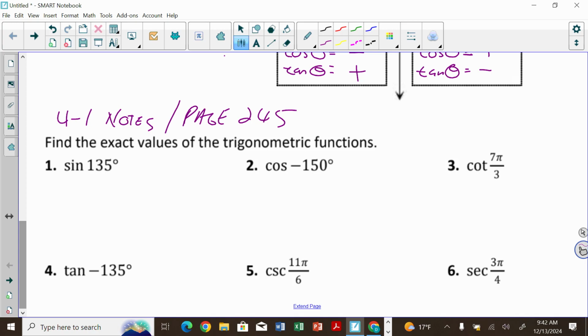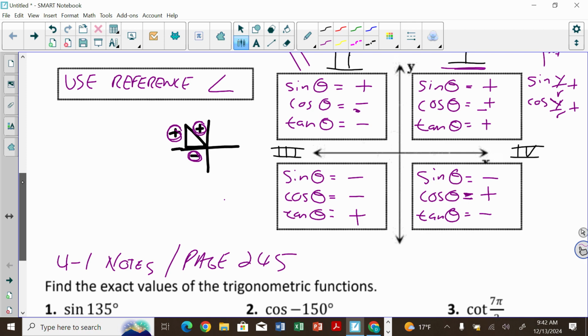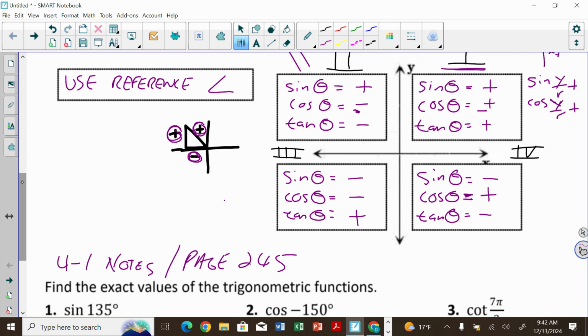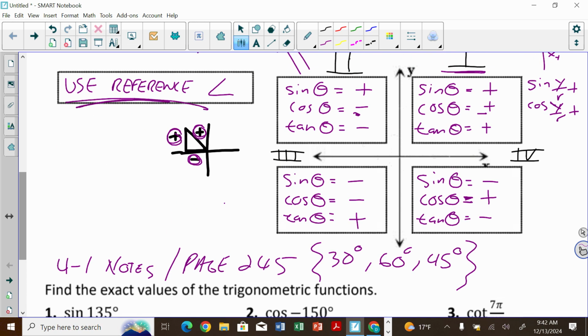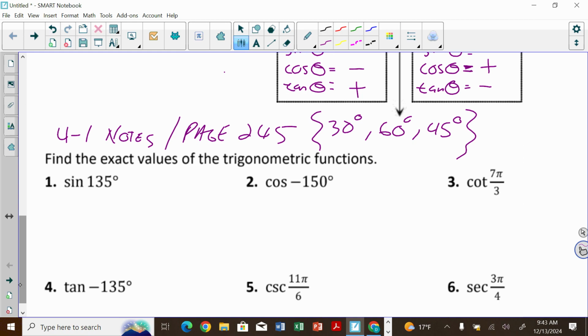So let's look at this, sine of 135. I want to use the reference angle, right? I don't want to use 135. I want to use acute angles that are always positive, because that's what I have on the chart. There are 30-degree angles, 60-degree angles, and 45-degree angles. That's why I want to use the reference angle here, because that's what the chart has.